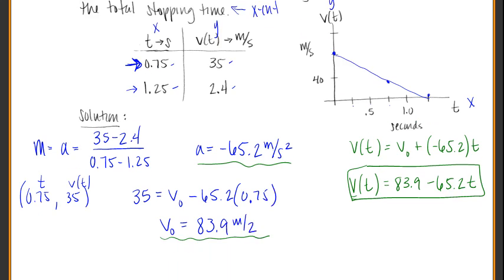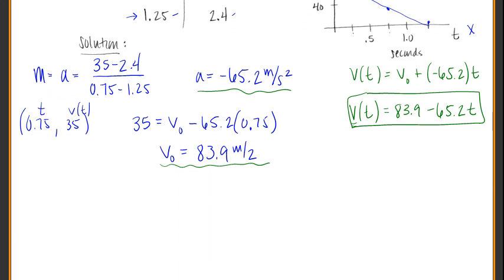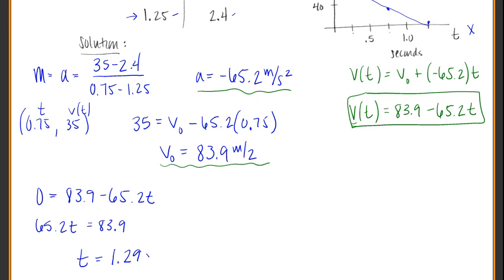Like we know, anytime you want to find an x-intercept, you go to your equation and let your y be 0. So 0 is equal to 83.9 minus 65.2t, or 65.2t is equal to 83.9. Solve that for t, and you'll get t to be 1.29 seconds. So that's our last part of the answer.